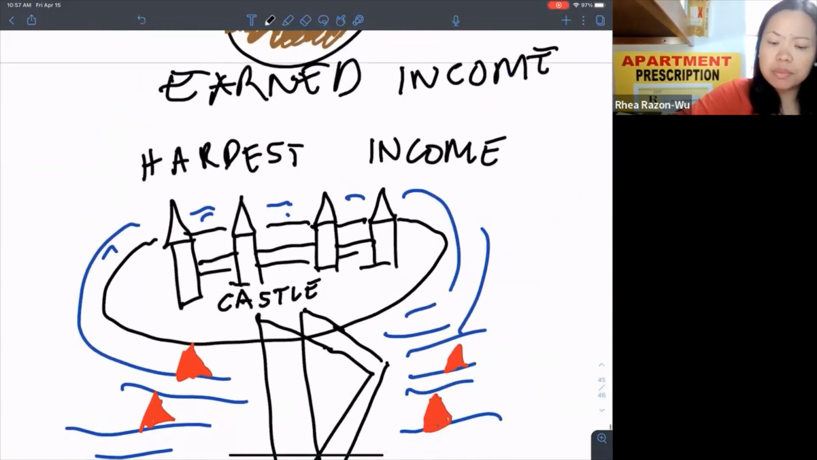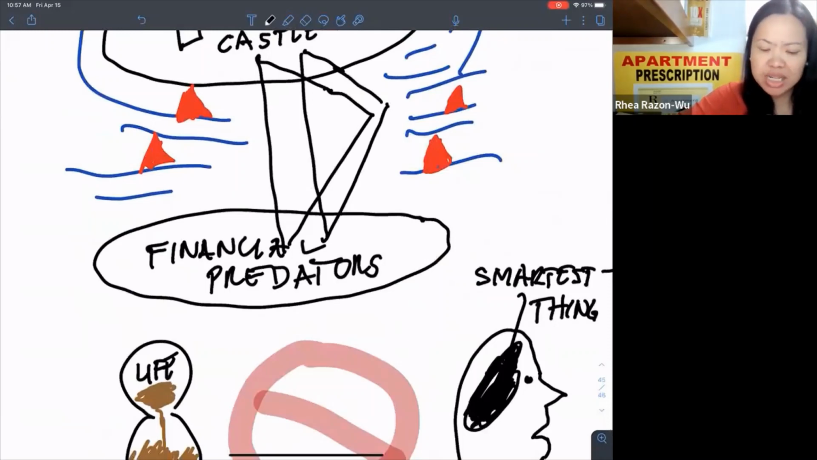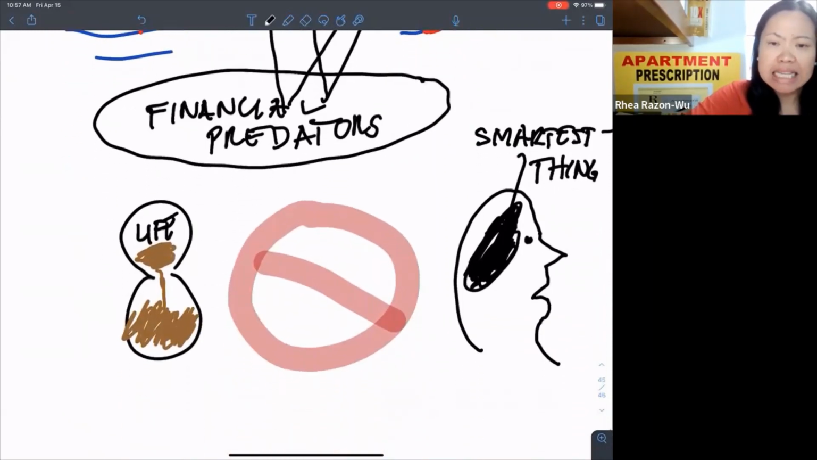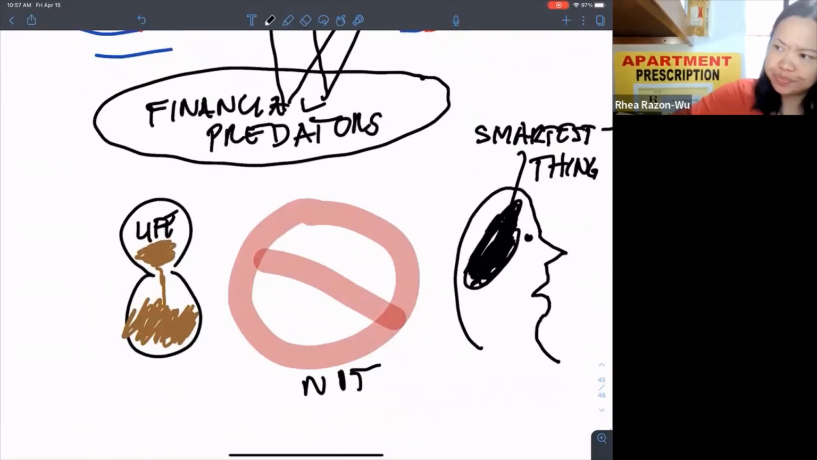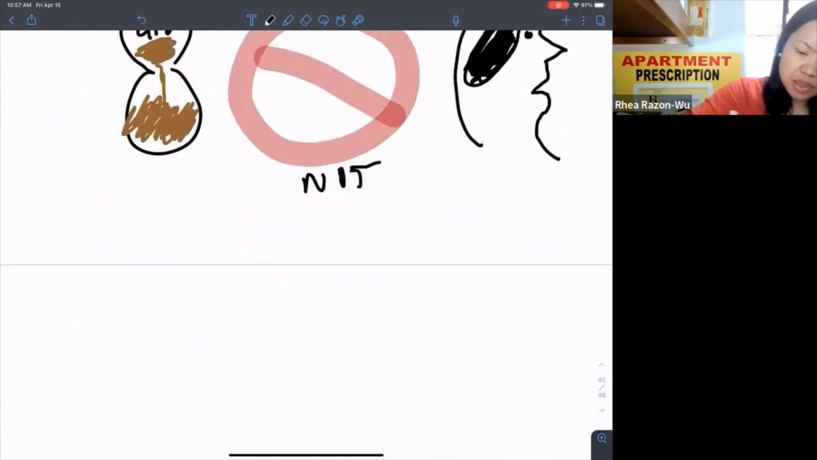So earned income is the hardest income to protect from financial predators. Therefore, earned income is not the smartest thing to do. That's point number 10.